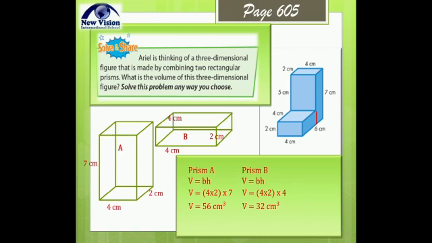After finding the volume of each prism, we will now combine them. So 56 plus 32 equals 88 cubic centimeters. So the total volume of our three-dimensional figure is 88 cubic centimeters. Next question.